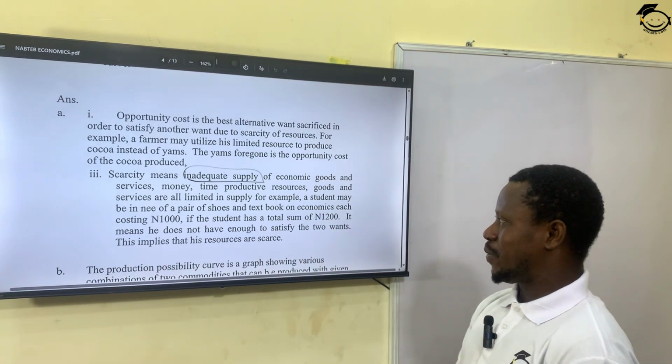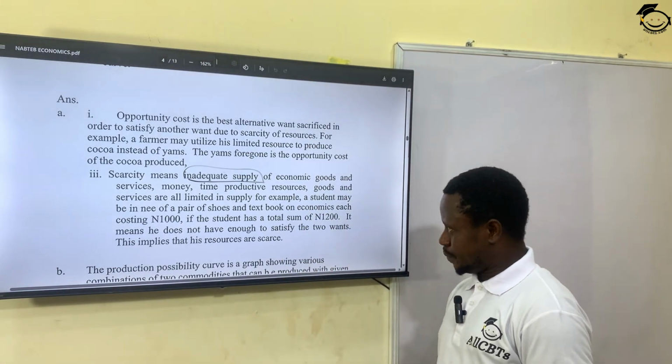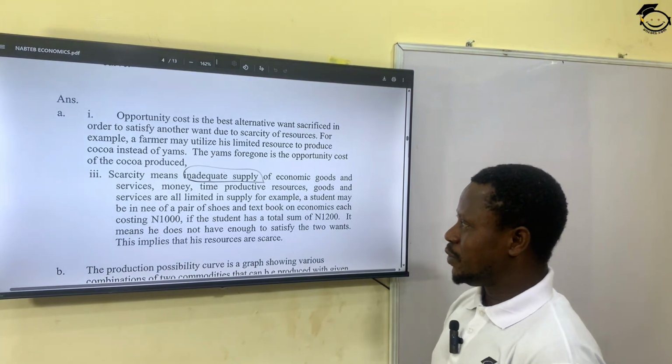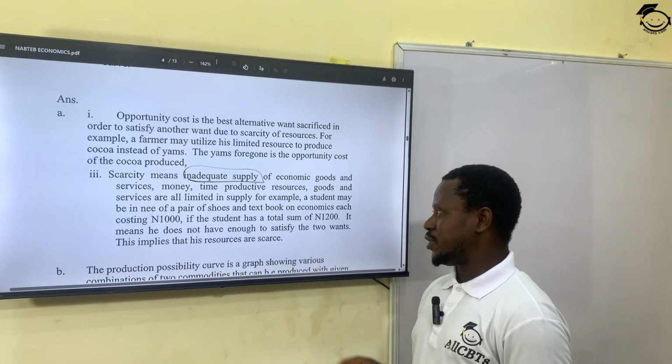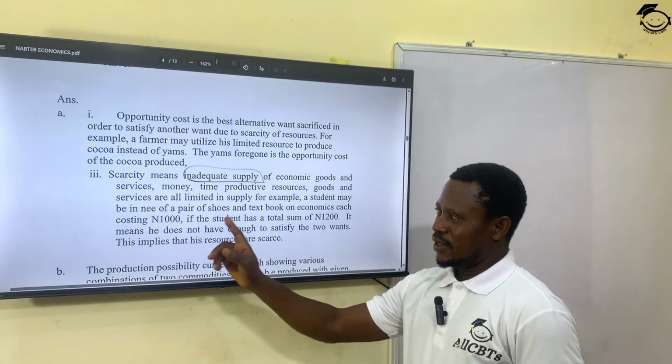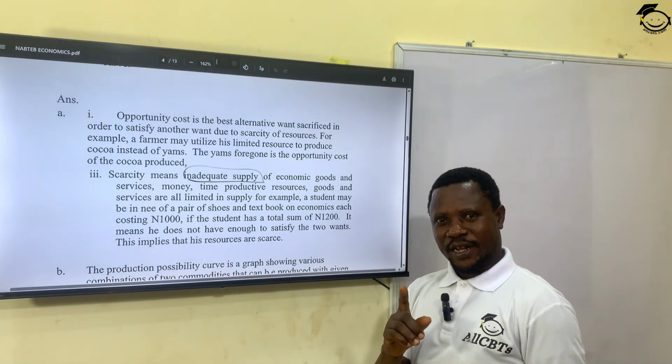For instance, we have a practical example I give to you right here. A student may be in need of a pair of shoes and, of course, a textbook on economics. The pair of shoes costs 1,000 naira.